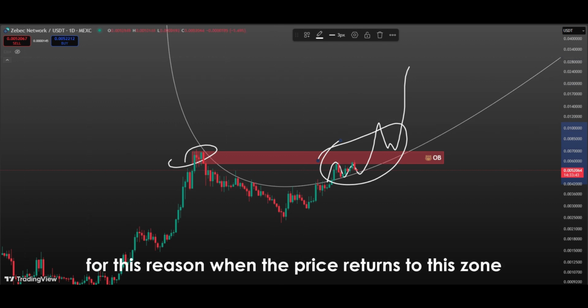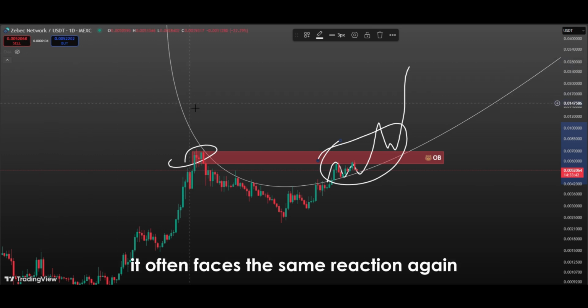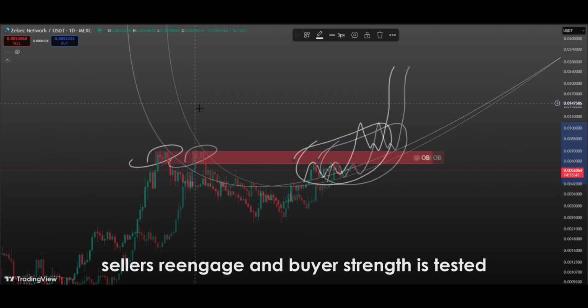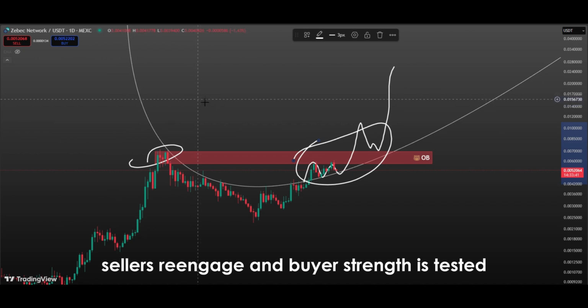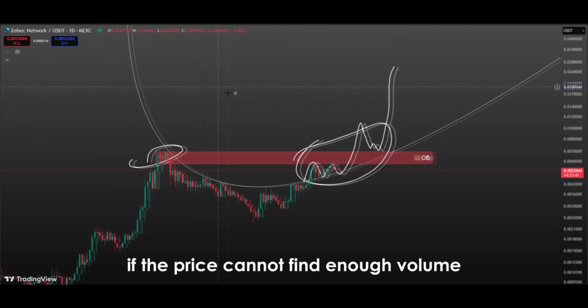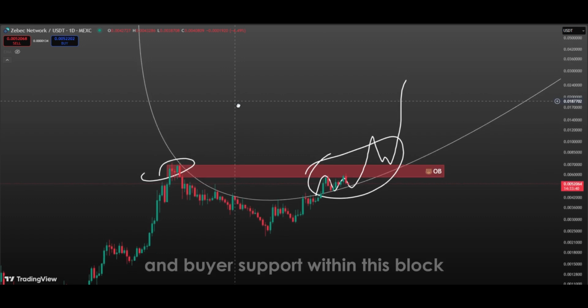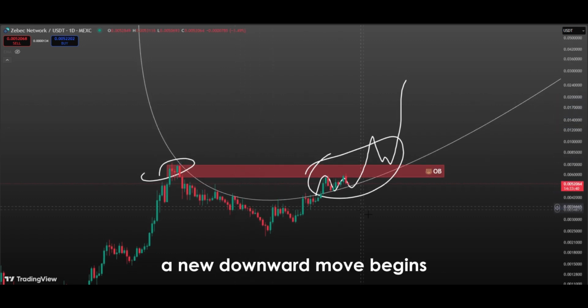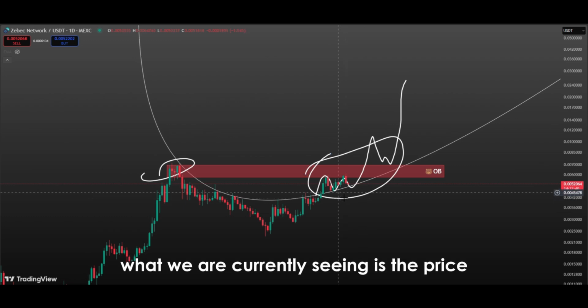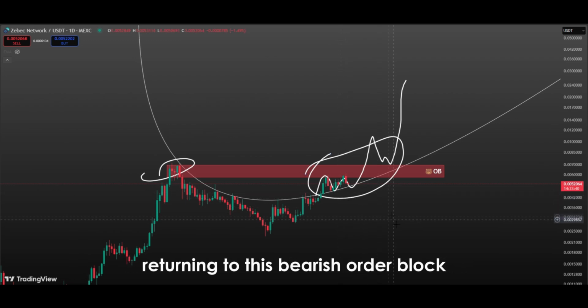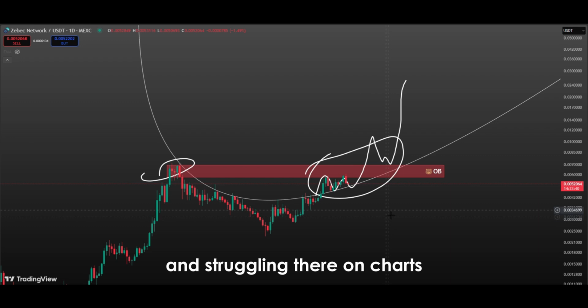For this reason, when the price returns to this zone, it often faces the same reaction again. Sellers re-engage and buyer strength is tested. If the price cannot find enough volume and buyer support within this block, a new downward move begins. What we are currently seeing is the price returning to this bearish order block and struggling there.